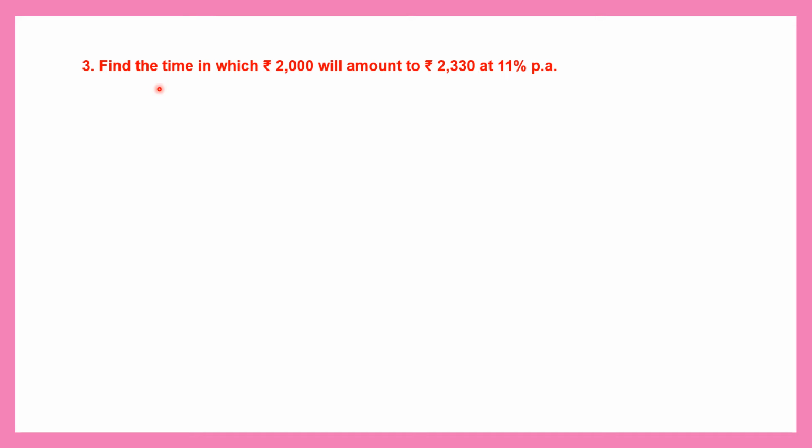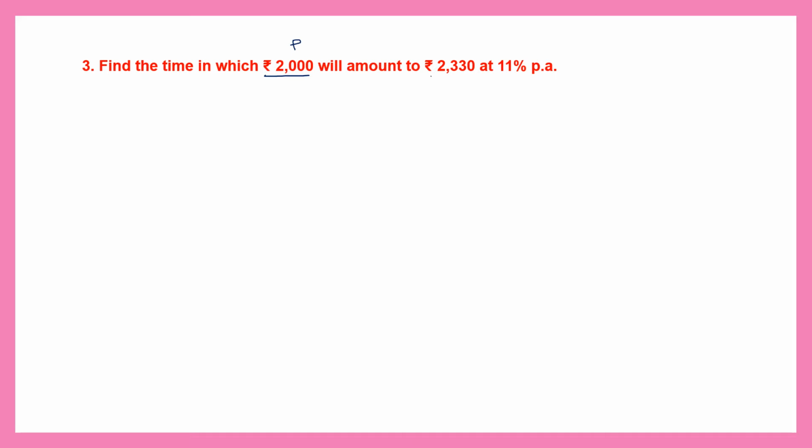Question 3. Find the time in which 2000 rupees will amount to 2330 at 11% per annum. So here what are we asked to find? We've been asked to find the time. What have we been given? So this is the principal. The initial amount that you have is the principal. So let's write that down. So this is the principal.